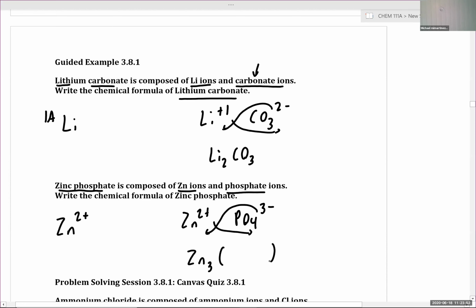And remember, you put the entire polyatomic ion in parentheses and then apply the subscript. So we have (PO4) subscript 2. Does this make sense to everyone so far? Don't forget to put your polyatomic ion in parentheses. Otherwise, your subscript may not apply to all of the atoms that you need it to. Any questions on this example?